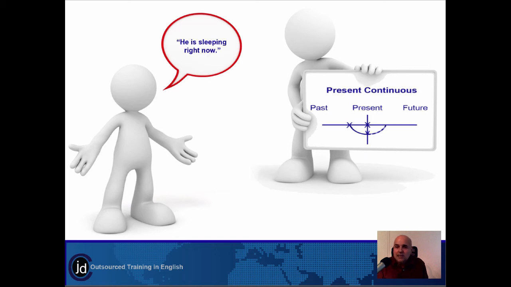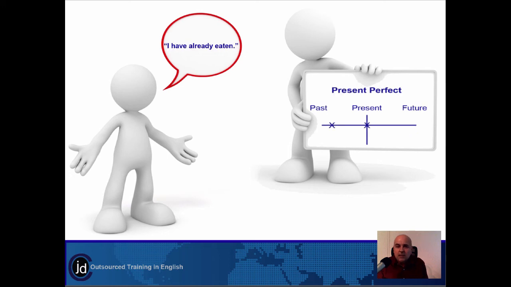Next is present continuous. And remember, the continuous tense covers a period of time with that ing ending. He is sleeping right now. Past continuous. He was sleeping when we arrived. Future continuous. He will be sleeping when we arrive.